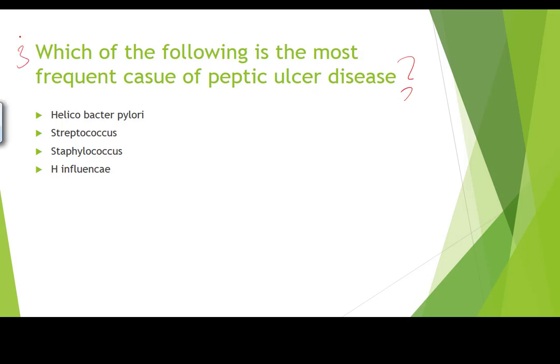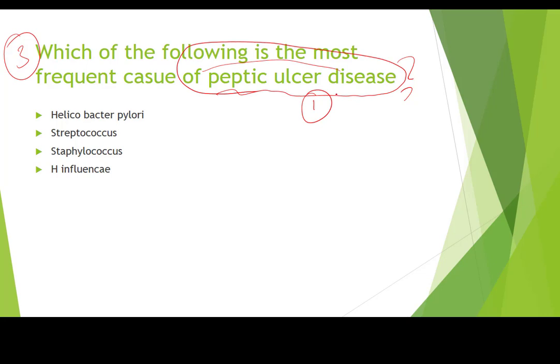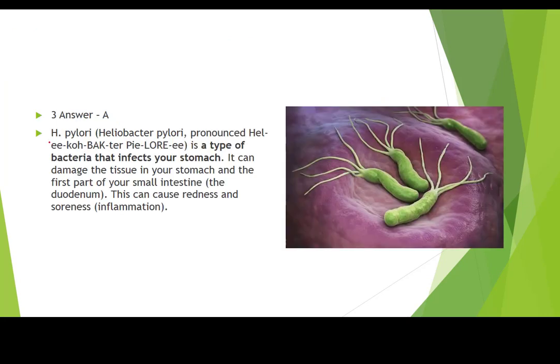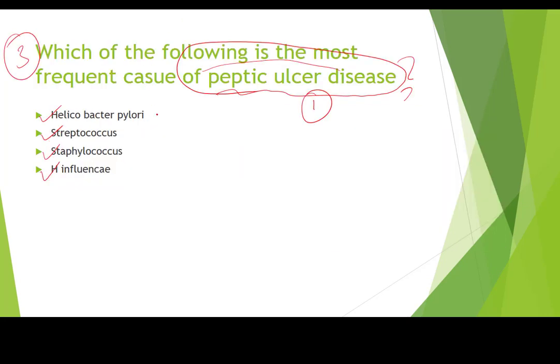Next question: which of the following is the most frequent cause of peptic ulcer disease? This is the main trigger point. Your options: A. Helicobacter pylori, B. Streptococcus, C. Staphylococcus, D. H. influenzae. Your answer is A, Helicobacter pylori.